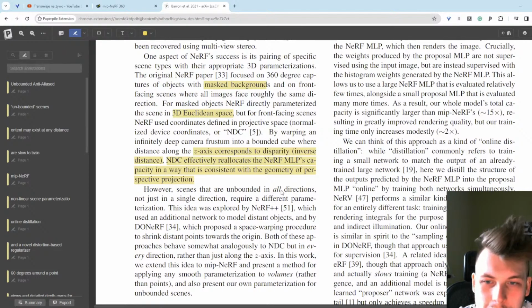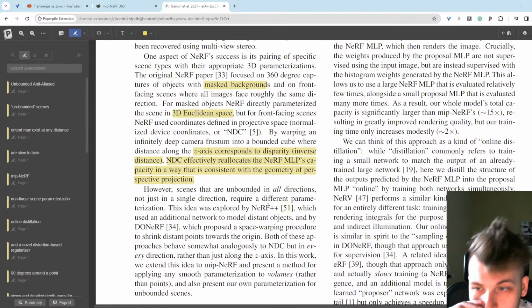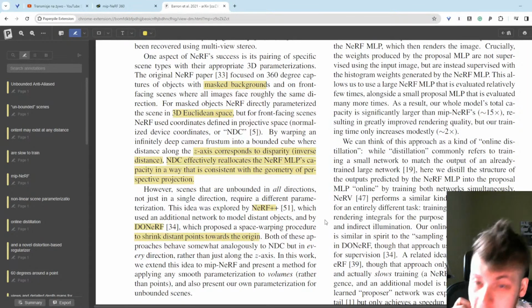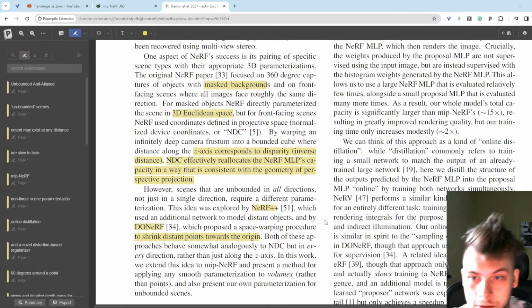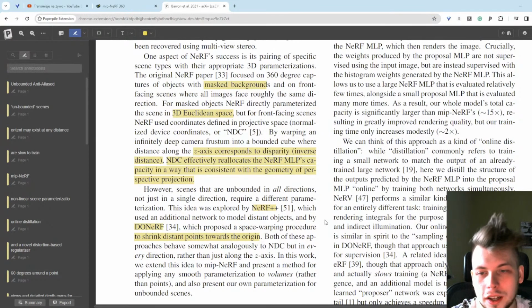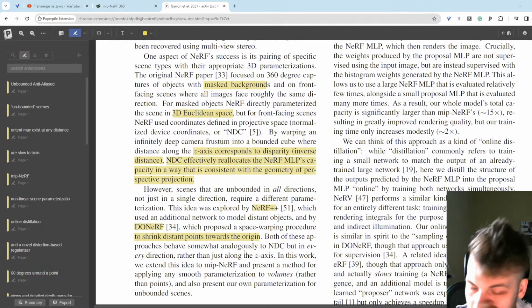However, scenes that are unbounded in all directions, not just in a single direction, require different parameterization. This idea was explored by the NeRF++ paper, which uses an additional network to model distant objects, and by mip-NeRF 360, which proposed a space warping procedure to shrink distant points towards the origin. Okay, so that's what people do usually. They just have some kind of way to translate distant points to be closer to the origin, and they have a ball around the origin that they really query. Both of these approaches behave somewhat analogously to NDC, but in every direction rather than just along the z-axis. Okay.